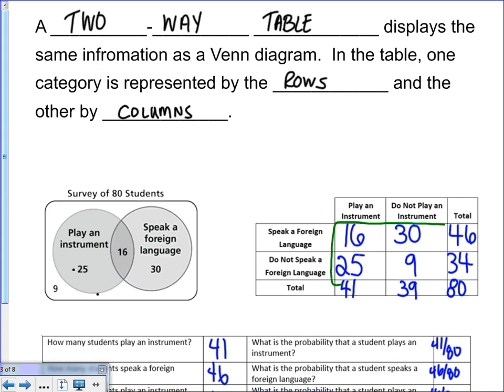these four boxes in the middle here, where I'm tabulating how many people play instruments and speak languages, those are my joint frequencies. So they're just single entries in the table. Those are joint frequencies there in the middle. Not in the total columns.